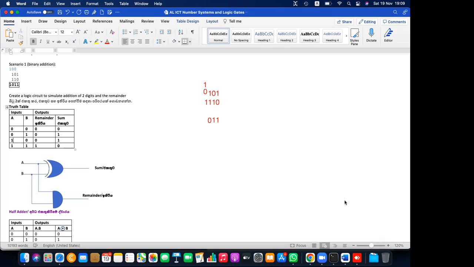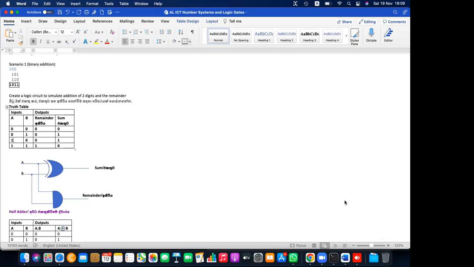But this 3-digit addition is not supported by the half adder because a half adder can only get 2 inputs, right? You can see only A and B. A and B are 2 inputs. So a half adder can only add 2 inputs. It's not supporting 3 inputs. That is why it's called a half adder. But the full adder circuit is capable of adding 3 digits even.